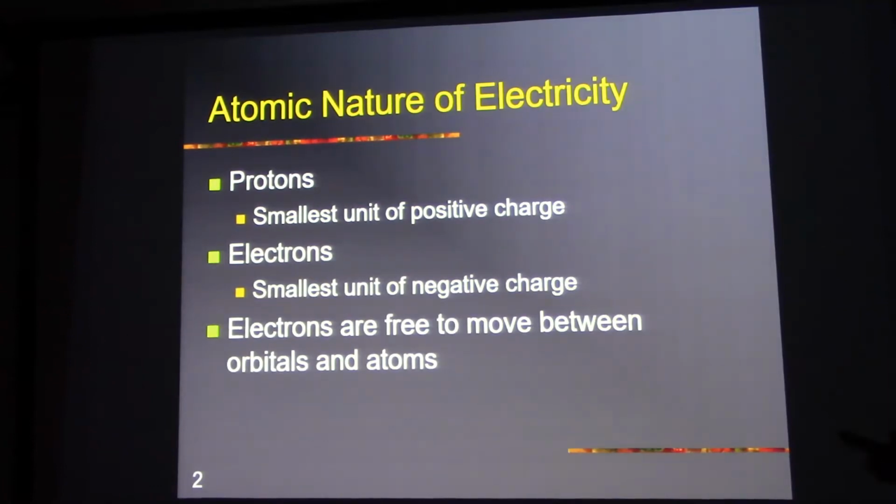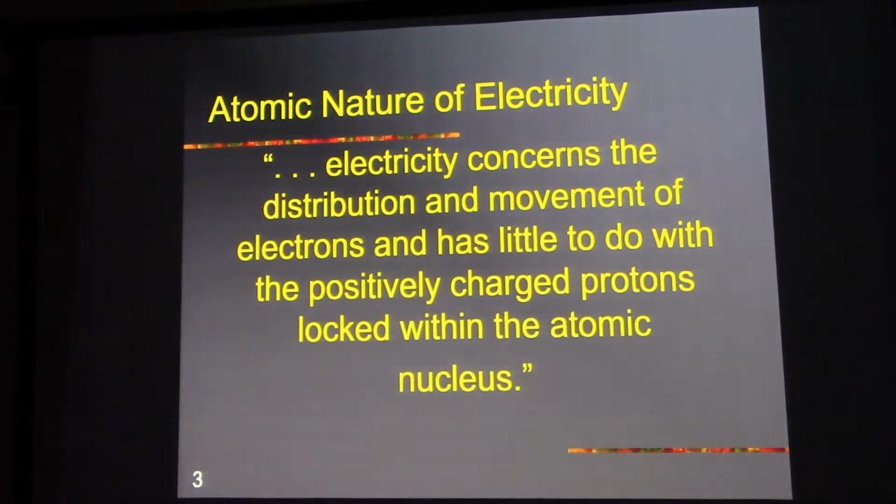Now, remember from our previous discussion, protons are the smallest unit of positive charge. Electrons are the smallest unit of negative charge. Unlike protons, electrons are relatively free to move around. So, if an electron wants to skip from one atom to another, then under some conditions, it can certainly do that. So electrons can move around. Good thing. Now, here's a quote. I don't know who said this, may have been me.